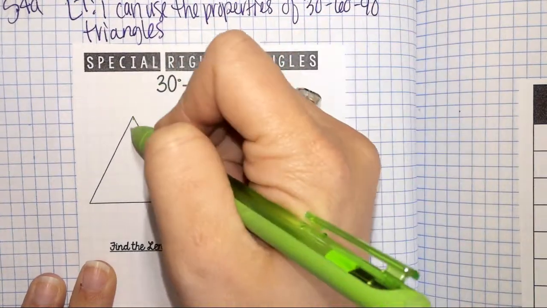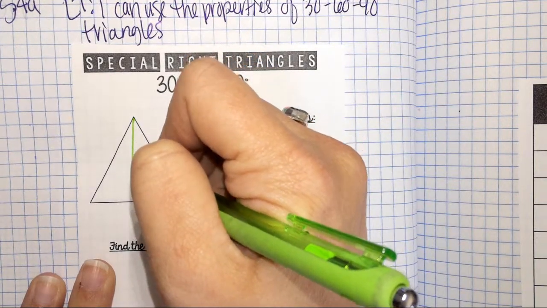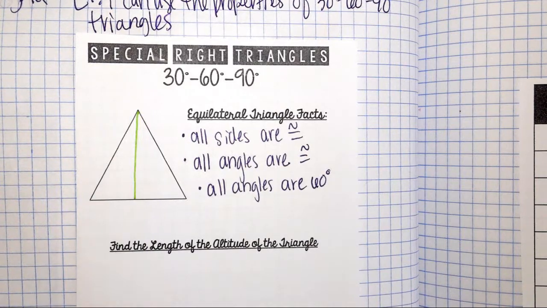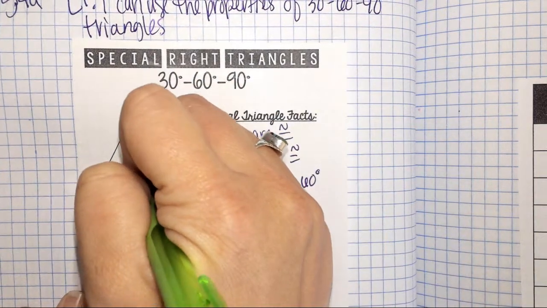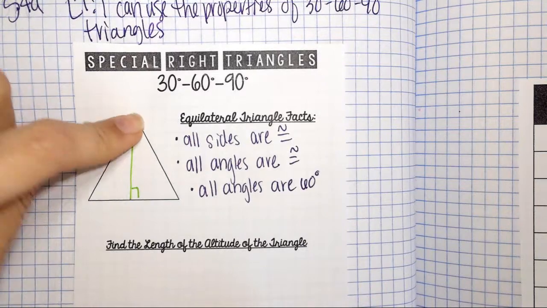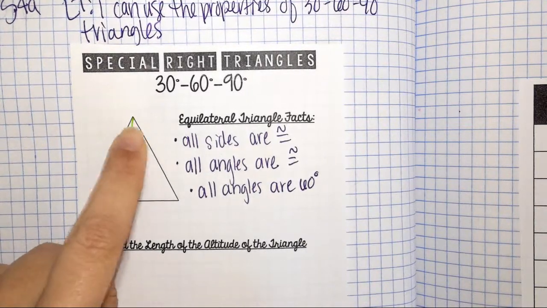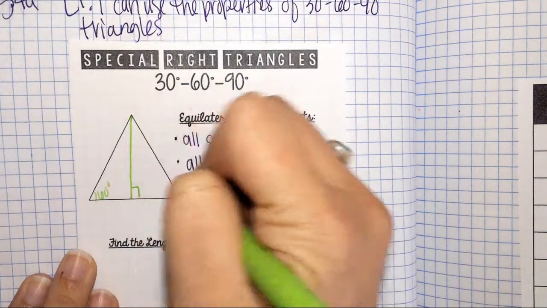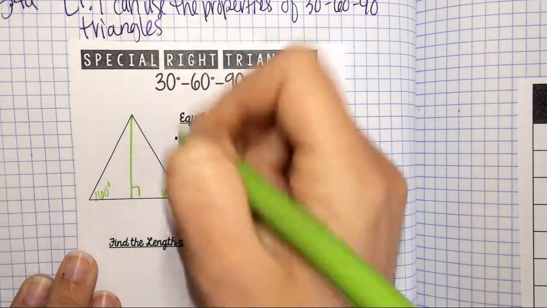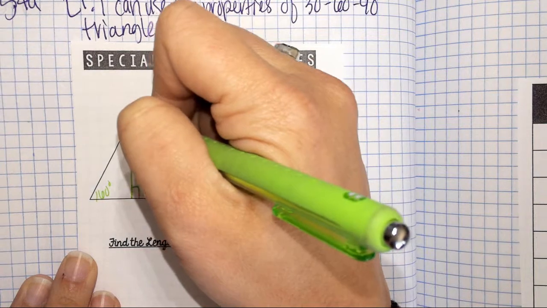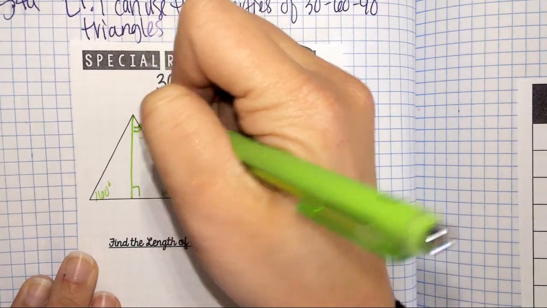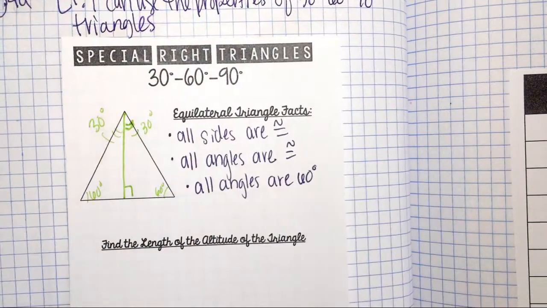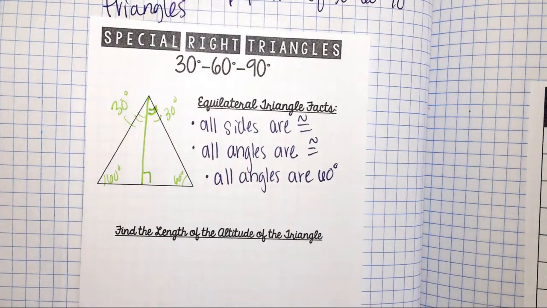Alright, now, what I want you to do is draw an altitude from the top to the bottom. Now, altitudes intersect at what kind of angle? A 90-degree angle. And it also, wonder of all wonders, cuts this top angle in half. Now, this is 60, and this is 60. So what is this half right here going to be? 30. And what is this half over here going to be? 30. Does everybody understand so far?